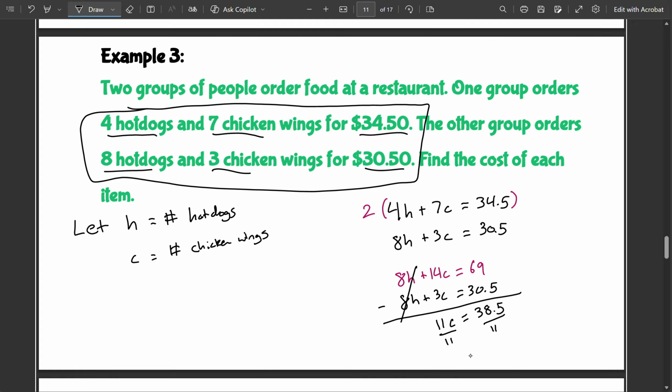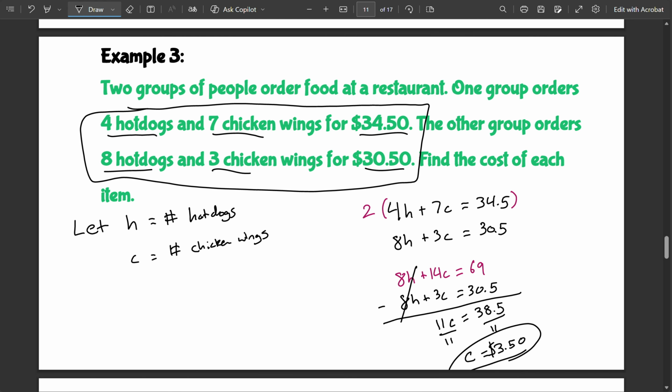to figure out the cost of chicken wings. So the cost of chicken wings is going to equal 38.5 divided by 11, which is 3.5. So $3.50 per chicken wing. All right, but now I'm not done. Now I have to figure out the cost of hot dogs, so we know what to do.